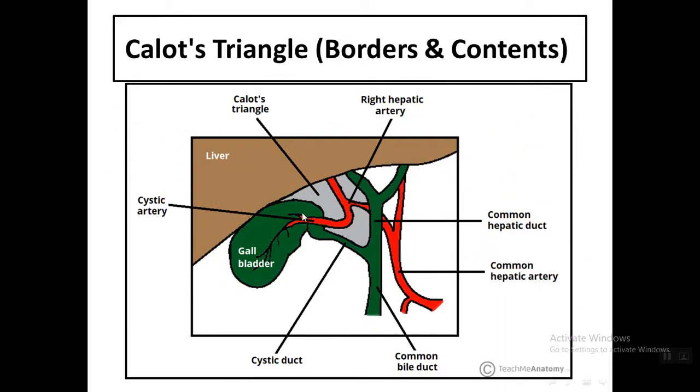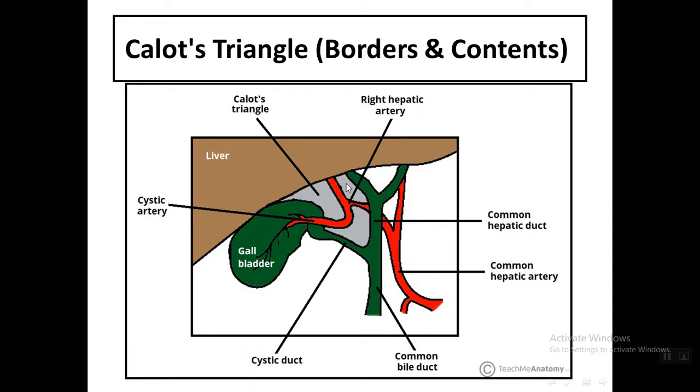Another important landmark here is what we call Calot's triangle. What are the borders and content of this triangle? It is bordered by the inferior surface of the liver, by the common hepatic duct, and by the cystic duct. Inferior surface of the liver, common hepatic duct, and the cystic duct. It contains the cystic artery and the right hepatic artery.